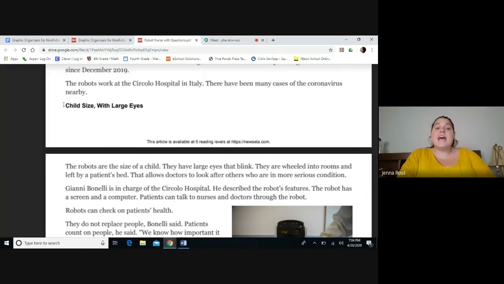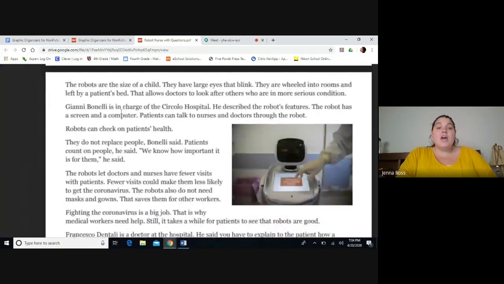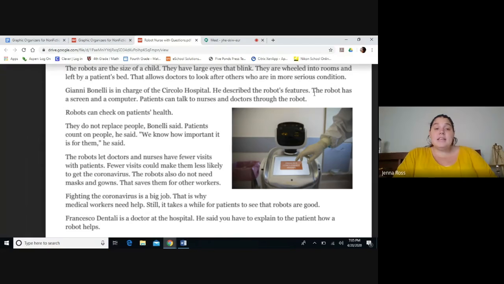And so then here's a heading, and it kind of got cut off from this page, but that's okay. Child size with large eyes. That's the heading. The robots are the size of a child. They have large eyes that blink. They are wheeled into rooms and left by a patient's bed. That allows doctors to look after others who are in more serious condition. Gianni Brunelli is in charge of the Circolo Hospital. He described the robot's features. The robot has a screen and a computer. Patients can talk to nurses and doctors through the robot.